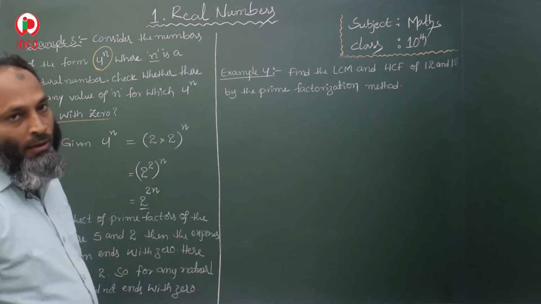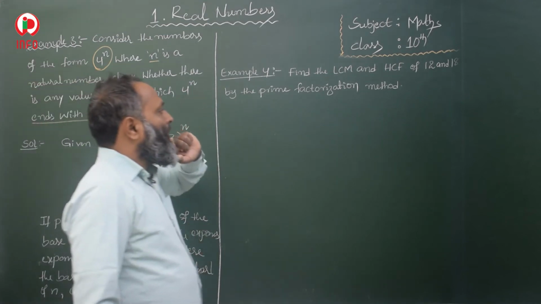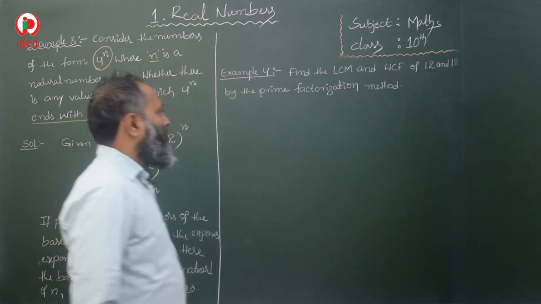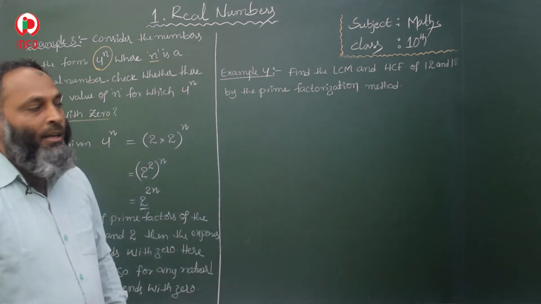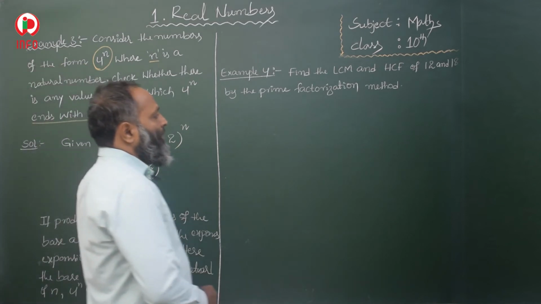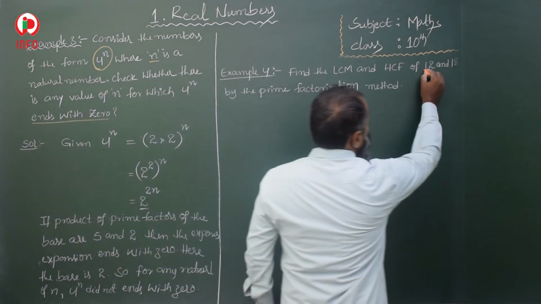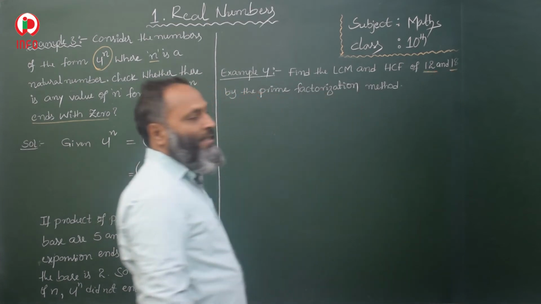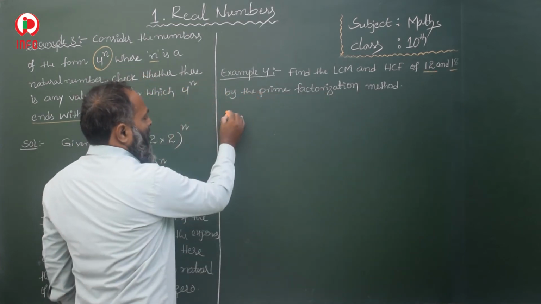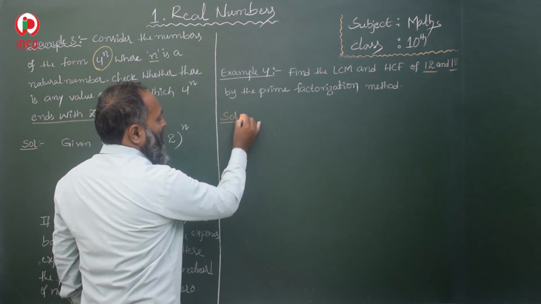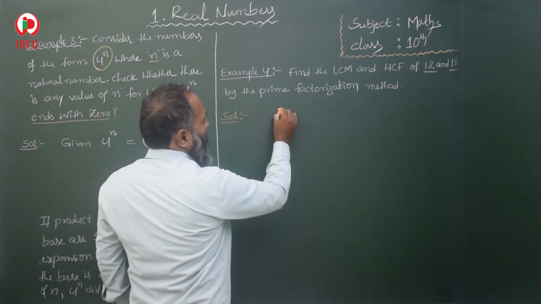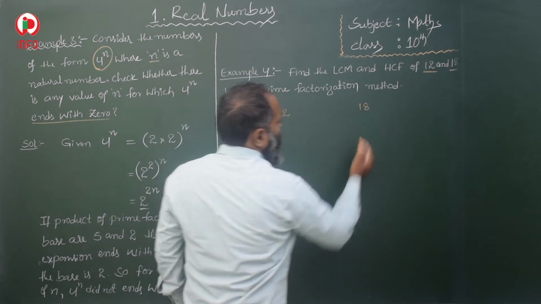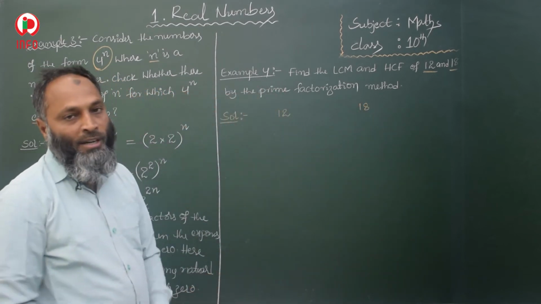Okay. Now the fourth example: find the LCM and HCF of 12 and 18 by the prime factorization method. By using the prime factorization method, we should find the LCM and HCF of 12 and 18. Then how to find it?